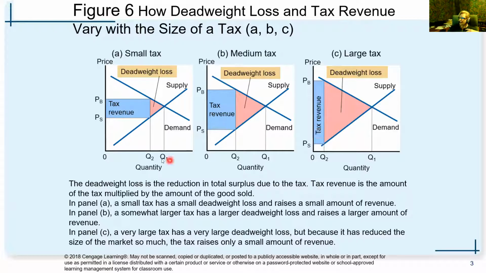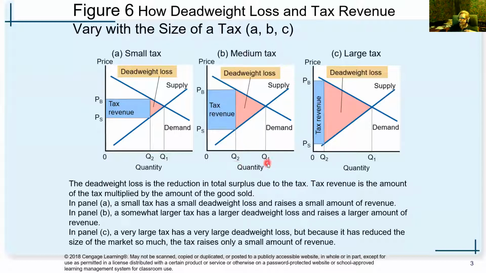Another way to look at this is to come back here to panel A with the small tax. Notice how close we are to equilibrium. If Q1 is quantity equilibrium, Q2 is pretty close to that. So the tax that we're collecting on this particular product or service seems to be beneficial. In B, it's kind of hard to tell unless we had math here and we could figure out exactly how much the tax revenue was and how much the deadweight loss is. To me, they look about equal.